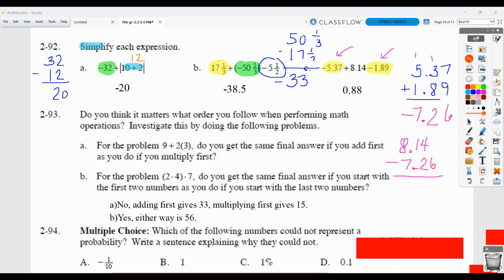And then which one could not represent a probability? Make sure you're writing the sentence explaining why not. And the answer is you cannot have negative probability. Probability has to be between 0 and 1. So 1 would mean 100%. 1% would be very low probability. 1/10 would be somewhere in between. But again, you can't have negative probability.